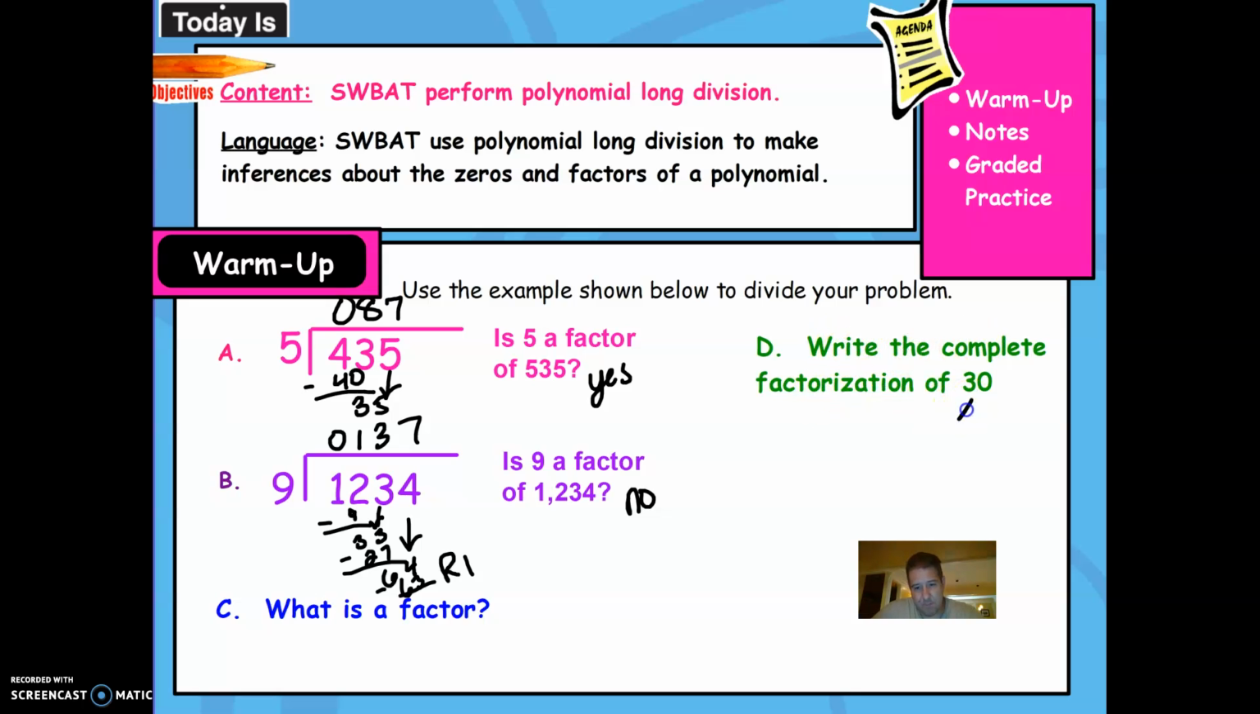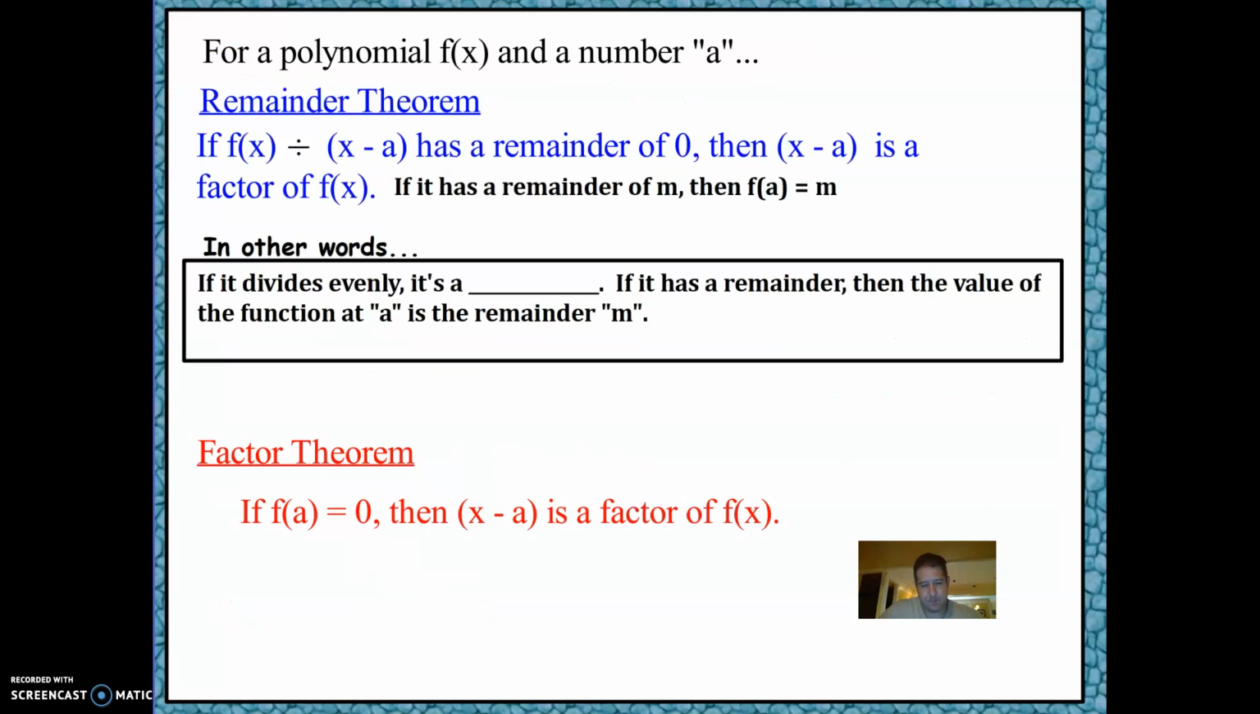Write the complete factorization of 30. So 30 can be 15 times 2. I'm doing a factor tree. This is a prime factor. And this is 5 times 3, that's a prime factor, and so is that. So this is 5 times 3 times 2. That's the prime factorization. So these are all the factors that make up 30. 5 times 3 times 2. We're going to do the exact same thing, only with polynomials. We're going to write the complete factorization, which means all the factors down to their prime factors, which in this case would be all prime numbers.